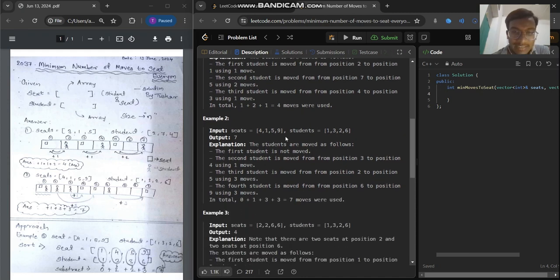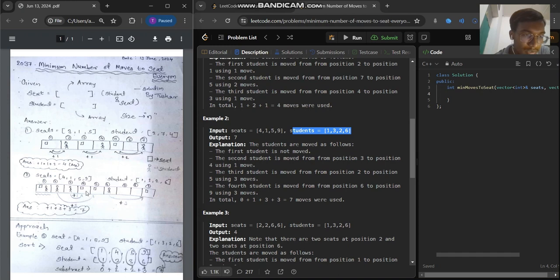If we take the next example, the seats are 4, 1, 5, 9 and the students are 1, 3, 2, 6. In a similar fashion, I represented 4 with this block, 1 here with this block, 5 with this block, and 9 here with this block.